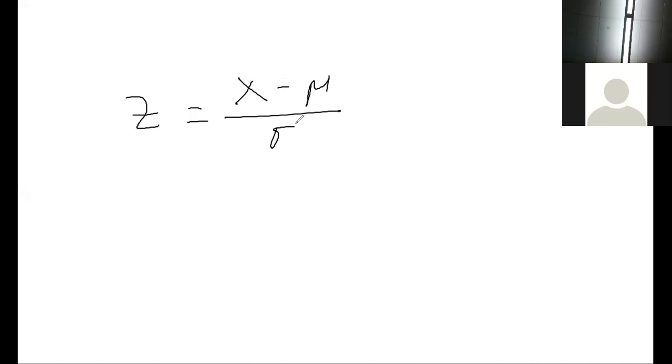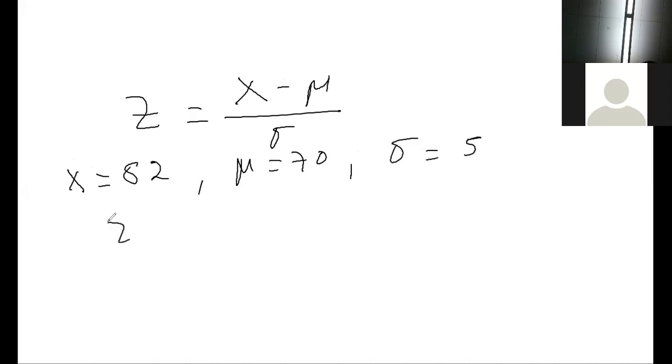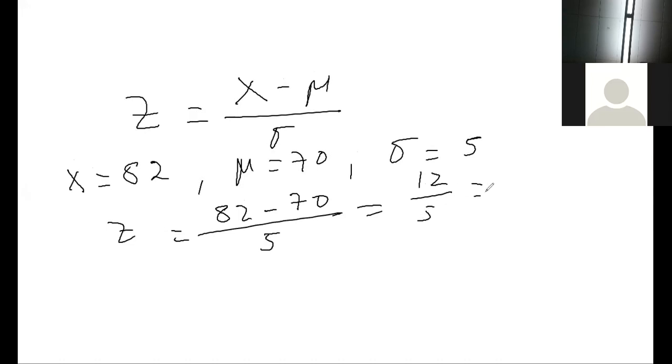So, if x equals 82, mean equals 70, standard deviation equals 5, then the z-score will be 82 minus 70 divided by 5. It's over 5. This is what we call the z-score. 12 over 5 is what? Use 2.4. This is the z-score. It's good to know. The z-score has mean 0 and standard deviation 1, regardless of the distribution you are using.